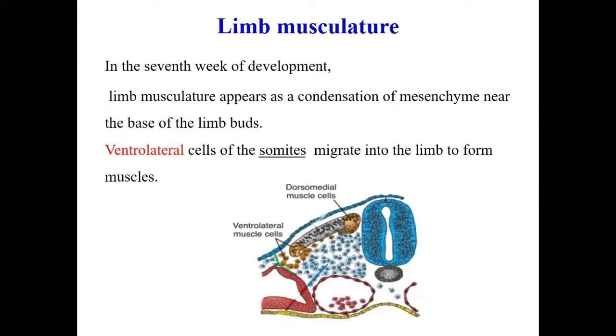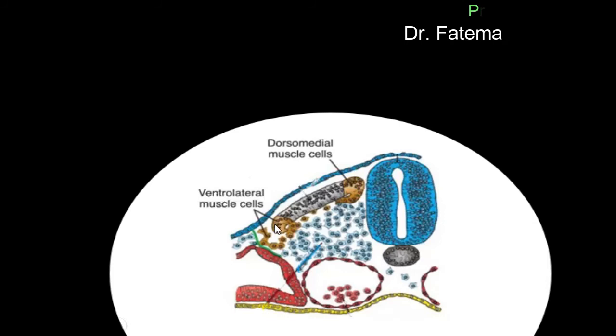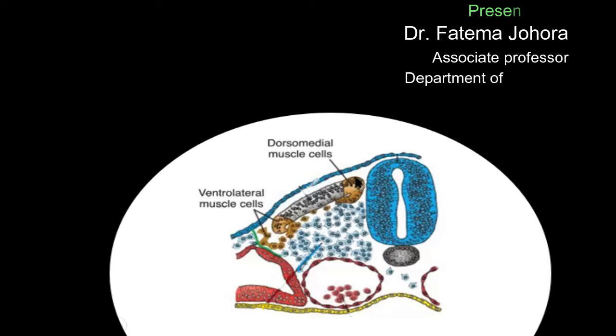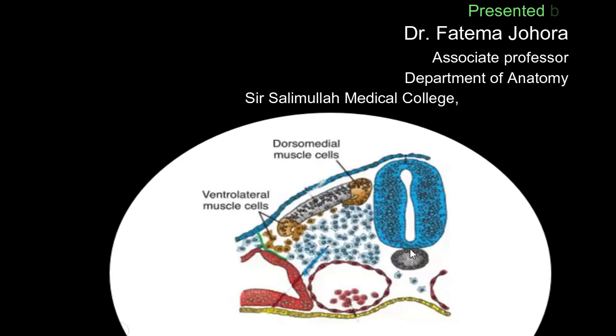We know that limb muscles are skeletal muscles. During the 7th week of development, limb muscles appear as a condensation of mesenchyme near the base of the limb buds. Ventrolateral cells of the somite migrate into the limb to form the muscle. This picture shows the somite differentiation. This is the somite. Here we see three components of the somite: sclerotome, dermatome, and on each side the myotome, the muscle cells.